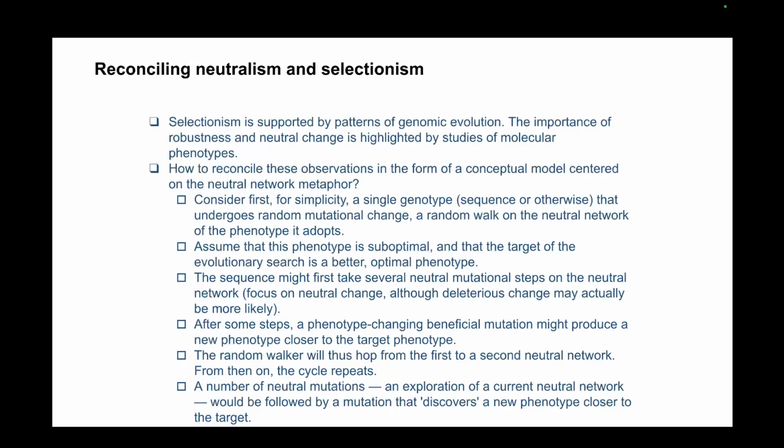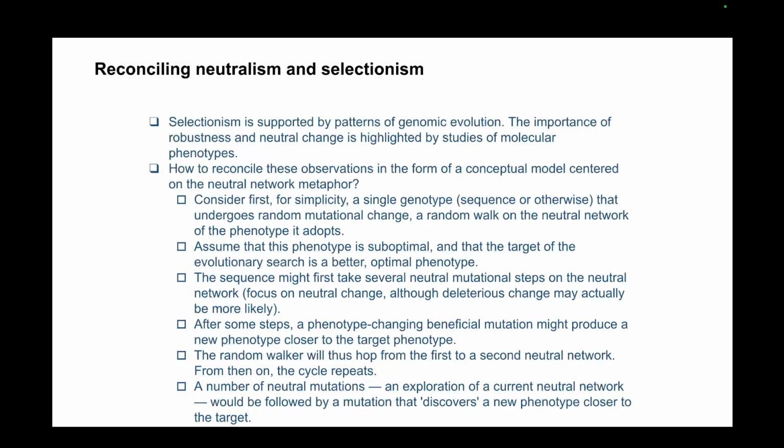And why can robustness and neutral change, robustness and selection, coexist and help each other, when these are kind of antagonistic ideas? Evolution would prefer changes, robustness would not prefer changes, but these two coexist. And how they coexist is a major question. The importance of robustness and neutral change is highlighted by the studies of molecular phenotypes. Now let's consider a question.